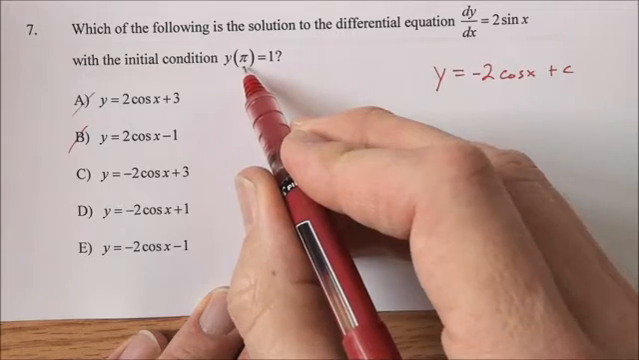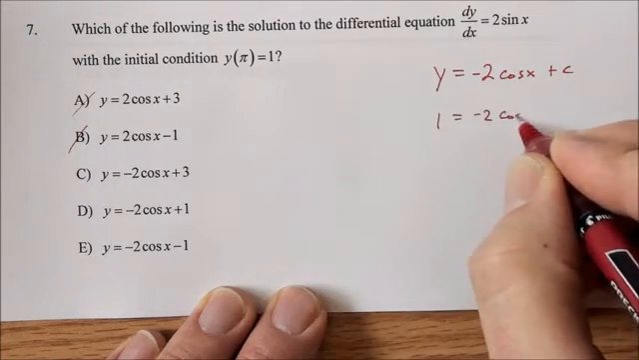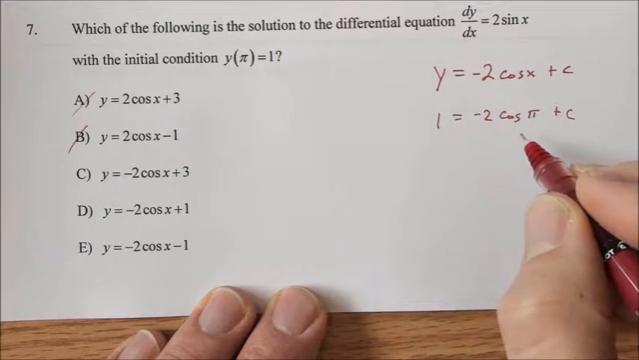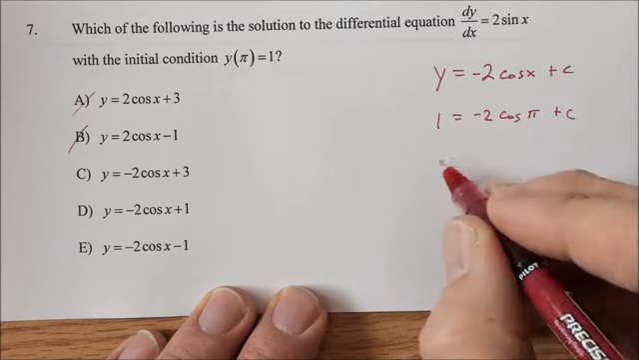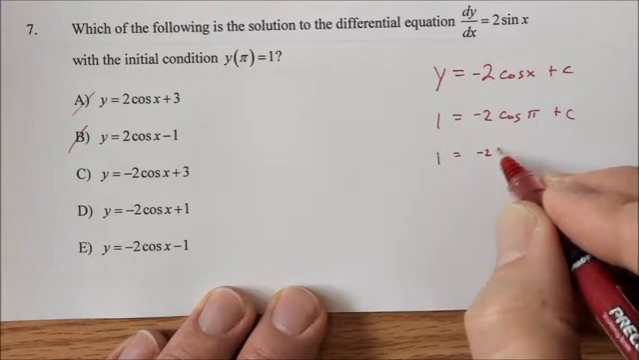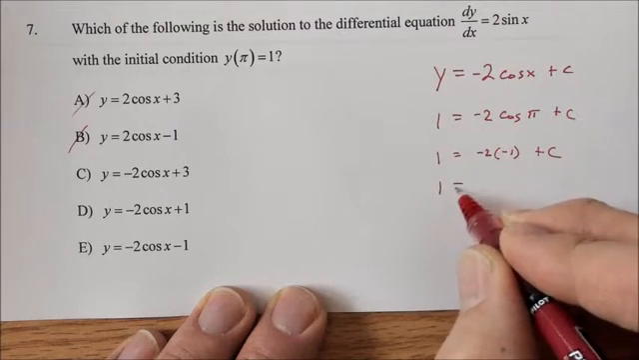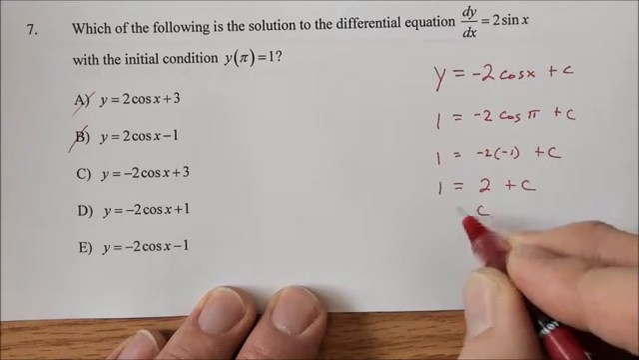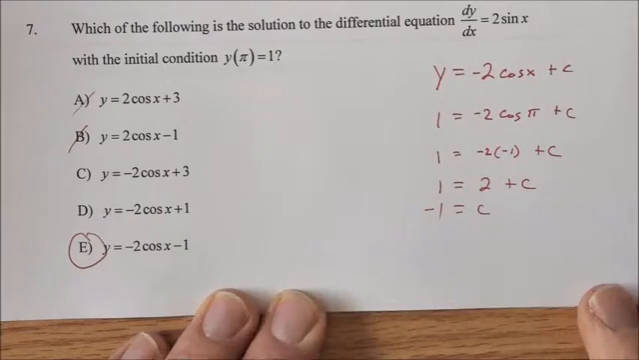Well, when we plug in pi, we get 1. So 1 is equal to negative 2 times the cosine of pi plus c. Cosine of pi, doing a little bit of trig chart here, the cosine of pi is equal to negative 1. So we have 1 is equal to negative 2 times negative 1 plus c. Double negative means we got a positive, so 1 is equal to 2 plus c. We subtract 2 from both sides, and c is negative 1. And that means we want option E.